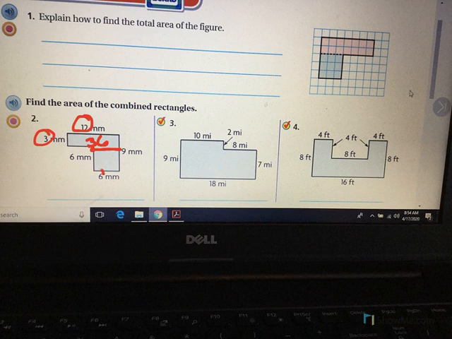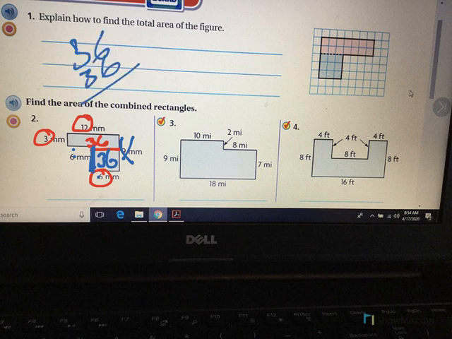I see here 6. It says from here to here is 6. From here to here is 6. So I can do 6 times 6. I don't need that 9 right there. That 9 doesn't help me because I'm looking at this base right here, which is 6. So 6 times 6 is also 36. So 36 plus 36. 6 plus 6 is 12. I carry. 3 plus 3 is 6. Plus 1 is 72. Okay, on this next one, we're going to split again.